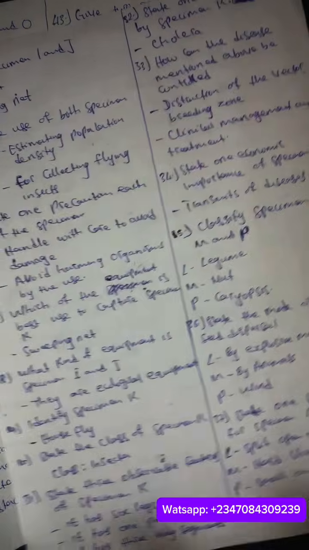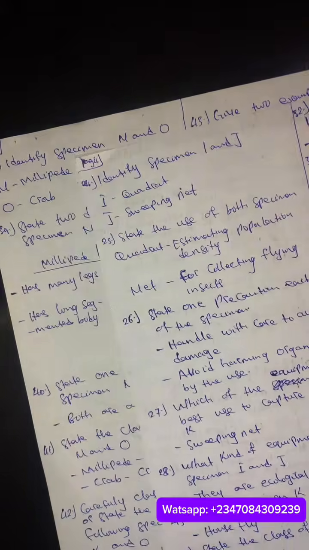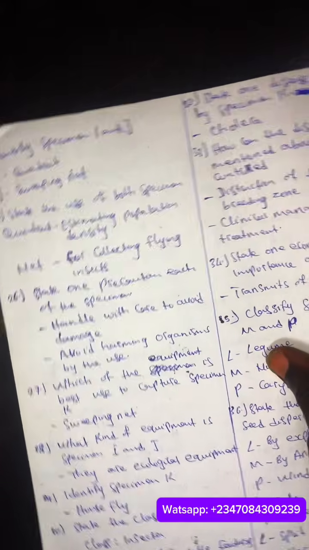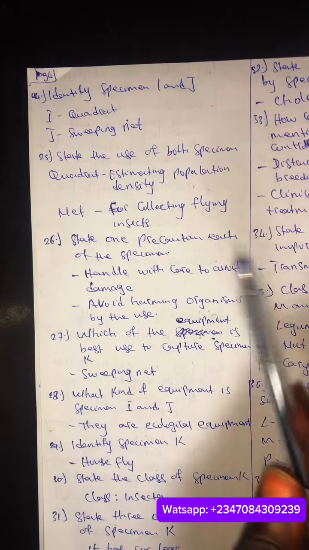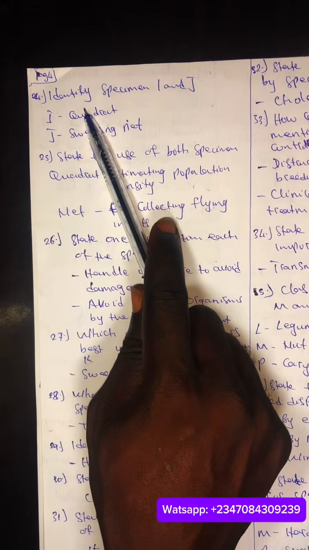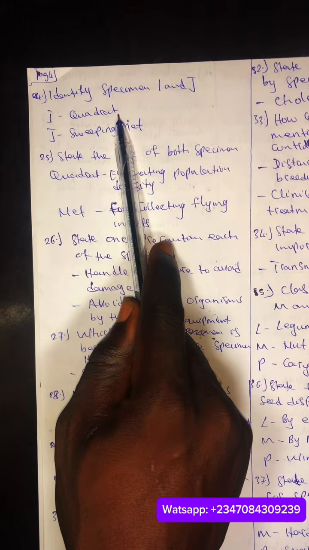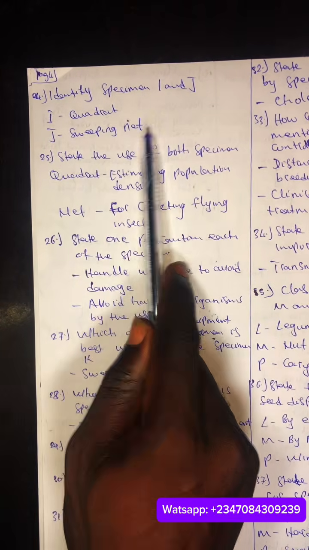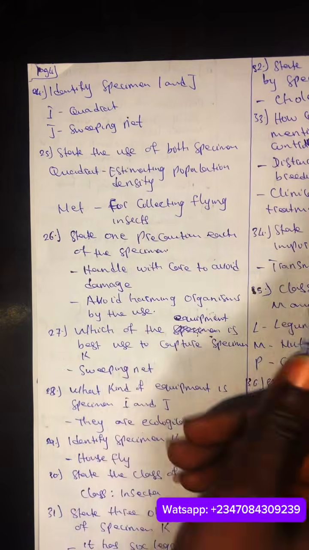Let's move to the next aspect. Question number 24. Okay. I just want it to be visible for you. It says, identify specimen I and J. Specimen I is a quadrant. Specimen J is a sweeping net, or some call it sweep net. Number 23, we've identified. Number 25, we've identified that one.